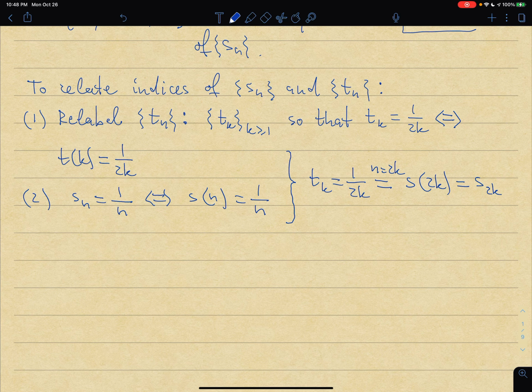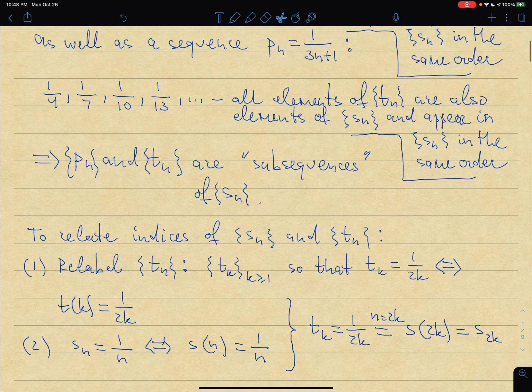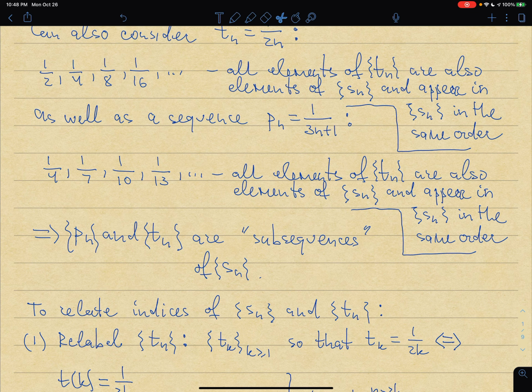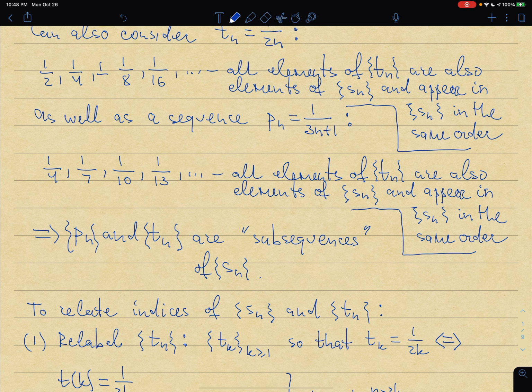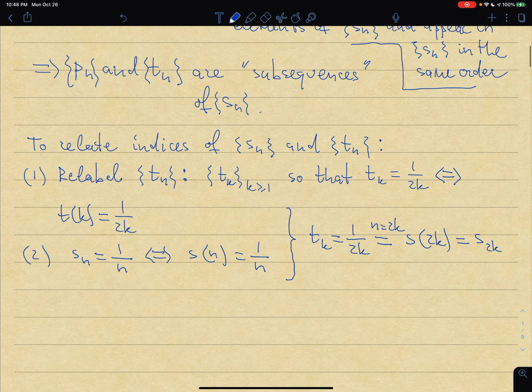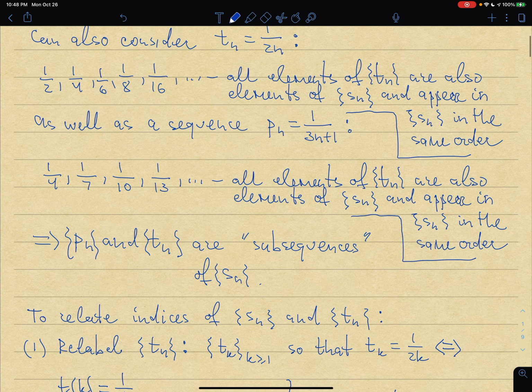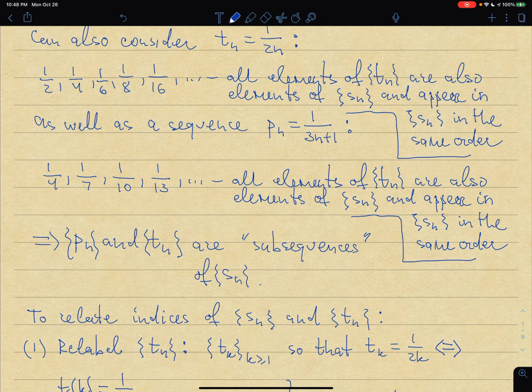So just thinking about this, if k goes from 1 to infinity by all integers, then k is equal to 1, n is equal to 2; k is equal to 2, n is equal to 4; k is equal to 3, n is equal to 6. So in that way, by looking at S2k, I'm going to go through all possible elements of Tk.